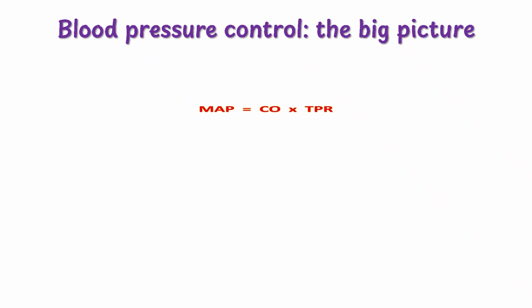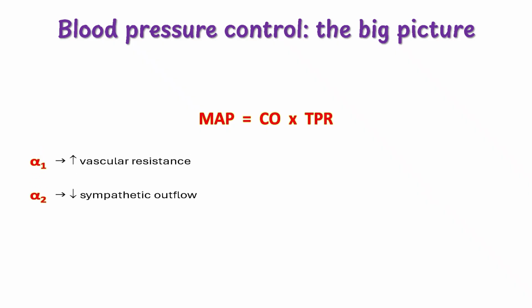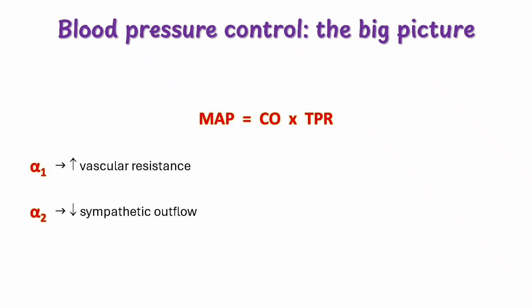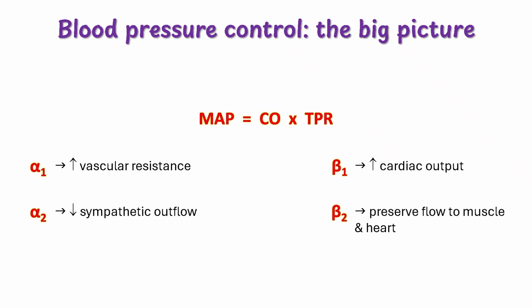In summary, blood pressure equals cardiac output times peripheral resistance. Alpha receptors mainly control resistance. Beta receptors mainly control cardiac output and flow distribution. It's coordination, not uniform constriction or dilation.